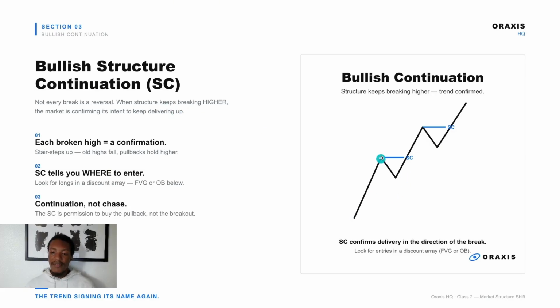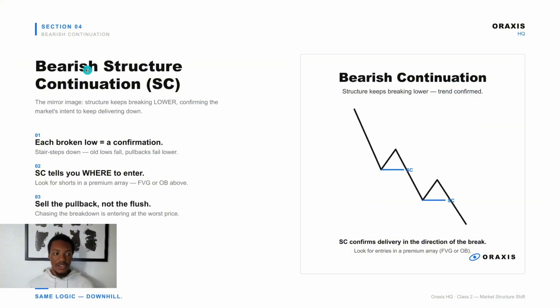So here we have a high, a low, a higher low, and a higher high. So this shows that the structure is continuing. As you can see here, we have an old swing point. Price does not sweep out the low and continues through the high, makes a higher low, continues through the high. So that is bullish continuation. Structure keeps breaking higher and the trend is confirmed. Bearish structure continuation is the exact opposite. The structure keeps breaking lower, confirming the market's intent to keep delivering down.